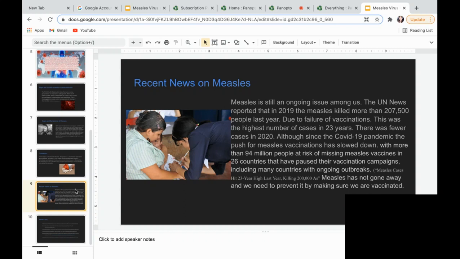There were fewer cases in 2020, although since the COVID-19 pandemic, the push for measles vaccinations has slowed down, with more than 94 million people at risk of missing measles vaccinations in 26 countries that have paused their vaccination campaigns, including many countries with ongoing outbreaks. Measles has not gone away, and we need to prevent it by making sure we are vaccinated.